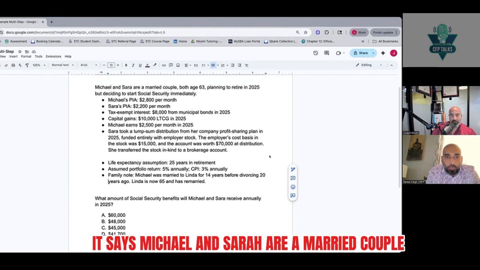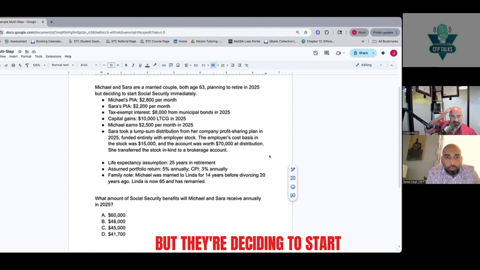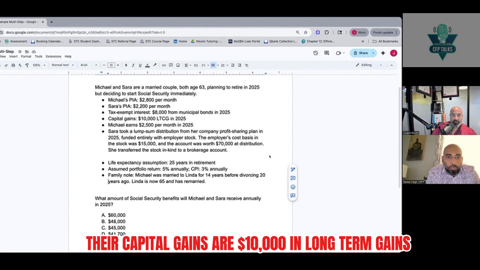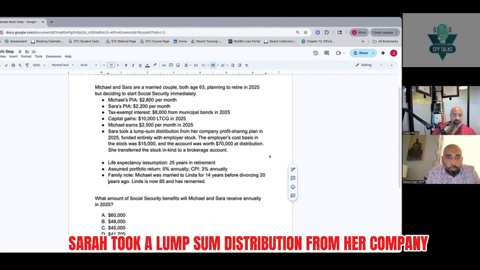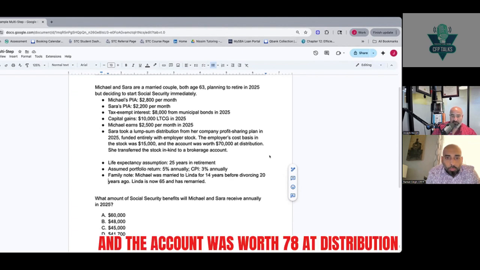It says, Michael and Sarah are a married couple, both age 63, planning to retire in 2025, but they're deciding to start Social Security immediately. Michael's PIA is $2,800 a month. Sarah's is $2,200. They have tax-exempt interest of $8,000 from municipal bonds in 2025. Their capital gains are $10,000 in long-term gains. Michael earns $2,500 per month. Sarah took a lump sum distribution from her company profit sharing in 2025, funded entirely with employer stock. The employer's cost basis was $15,000, and the account was worth $78,000 at distribution.